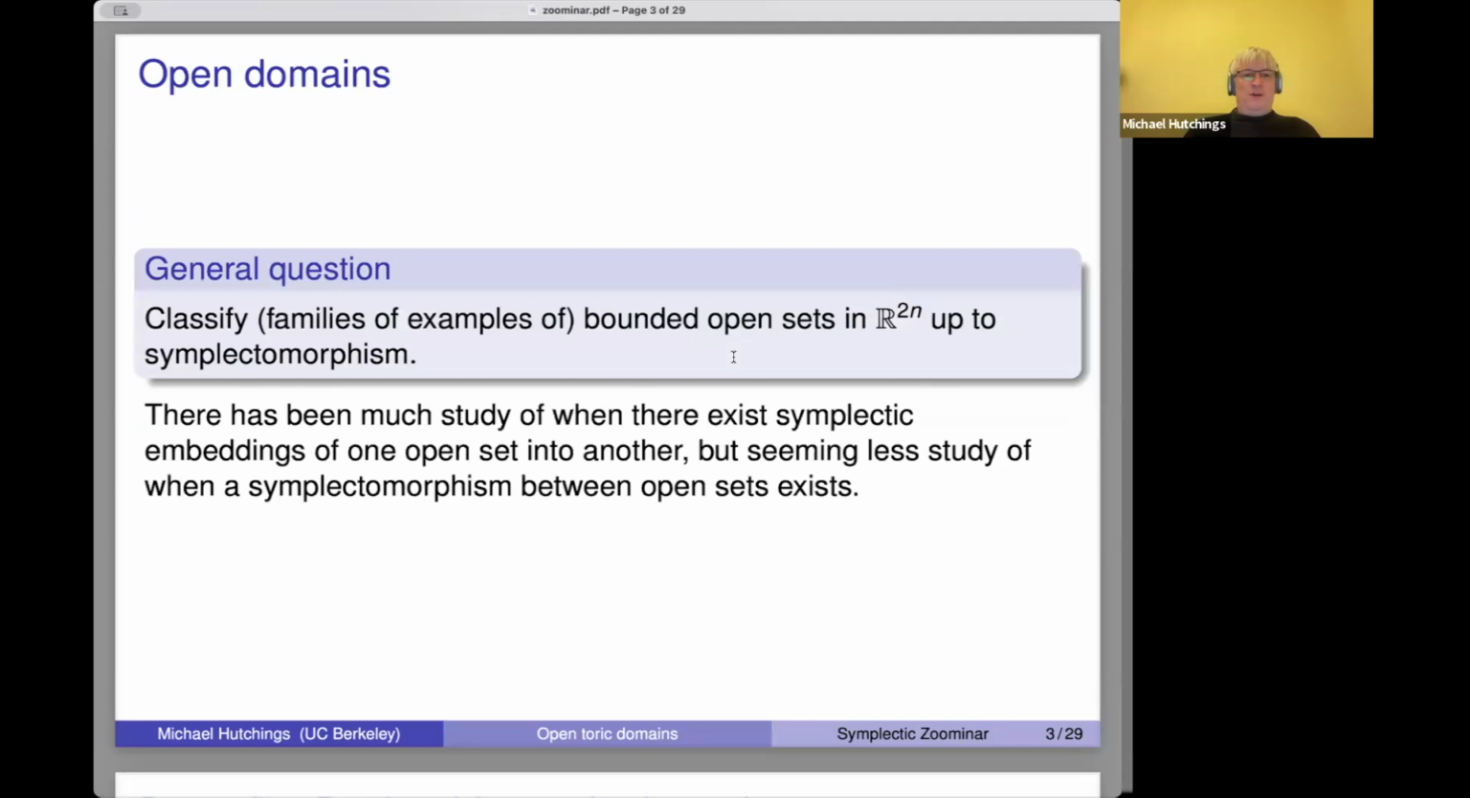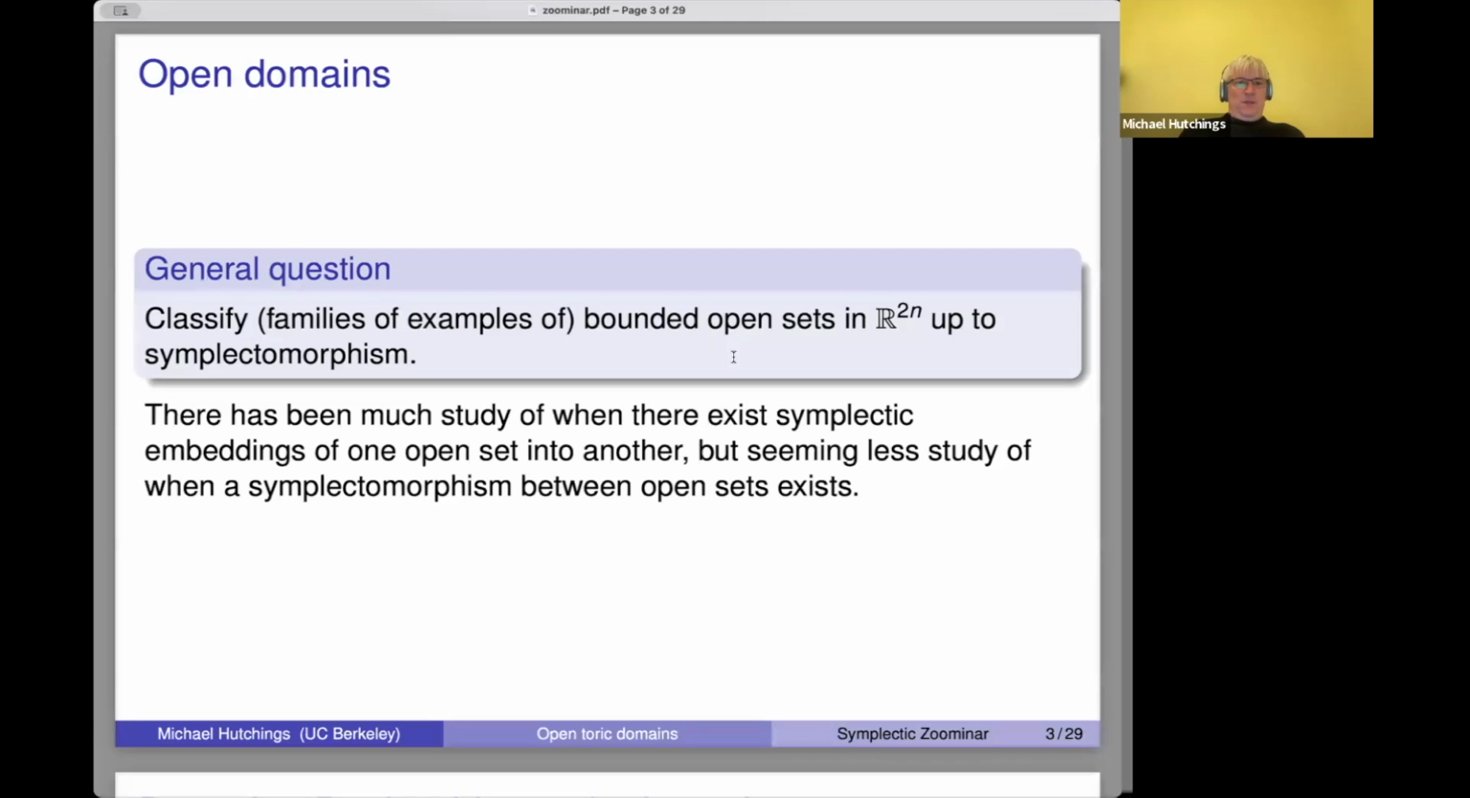Okay, so the general question we're interested in is classifying bounded open sets in R^{2n} up to symplectomorphism. Well, that's sort of completely hopeless. You can take an open set, take any Hamiltonian vector field and move it around in all sorts of ways. So a more reasonable question you could try to ask is to pick some family of examples and say, okay, can I at least classify this family of examples or tell some of them apart, even if completely classifying things is pretty hopeless.